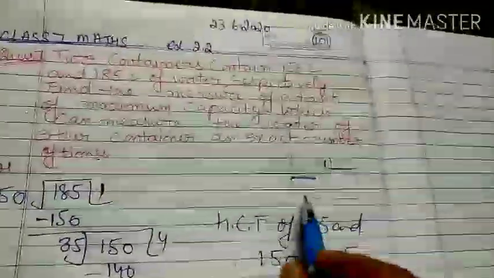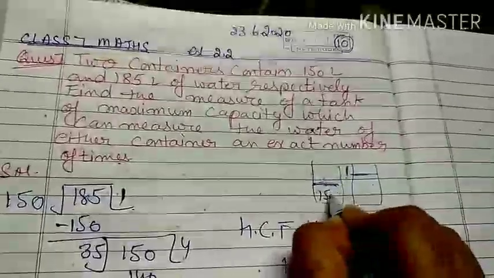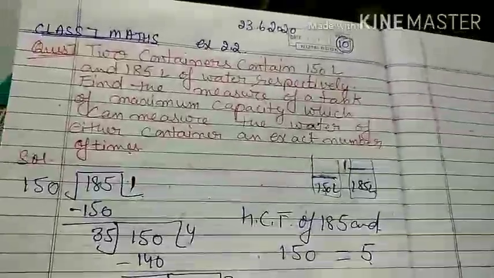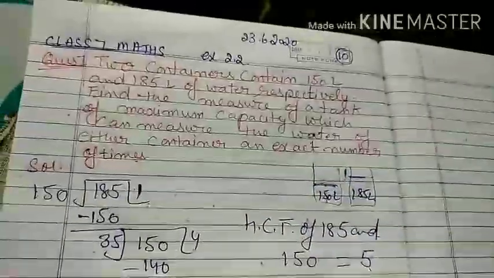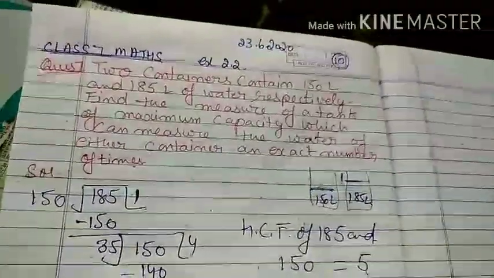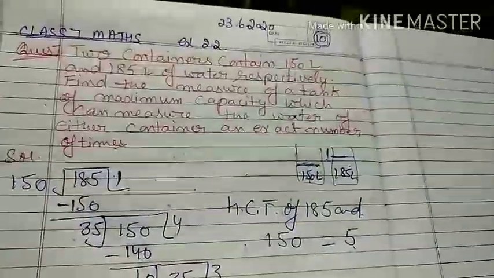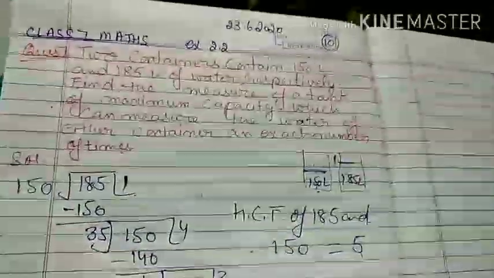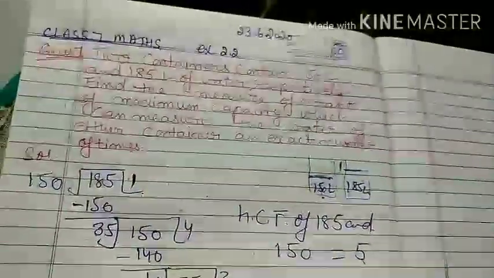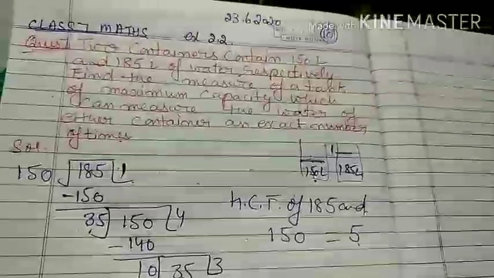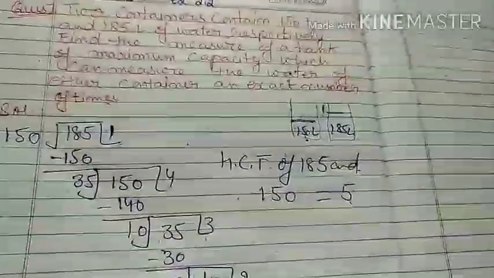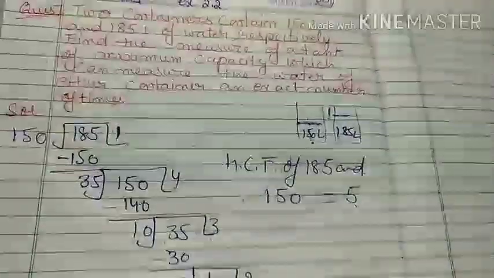So I will explain this statement again. What is in the statement? Two containers, suppose two containers are there, with 150 liter of water and 185 liter of water. Find the measure of a tank of maximum capacity which can measure the water of either container an exact number of times. It means you have to arrange a tank in which you have to shift the same quantity of water, shift it somewhere else in the tank. So basically, what maximum capacity of tank do you need so that an equal quantity of both waters is transferred somewhere? Basically we have to find exactly this, which equal quantity gets transferred.